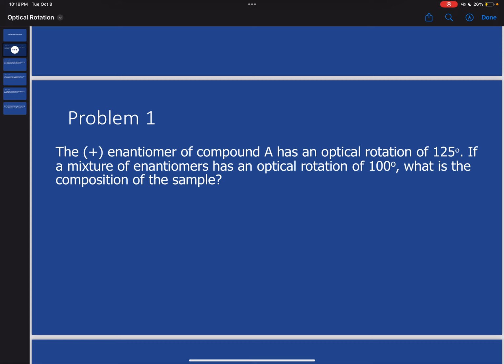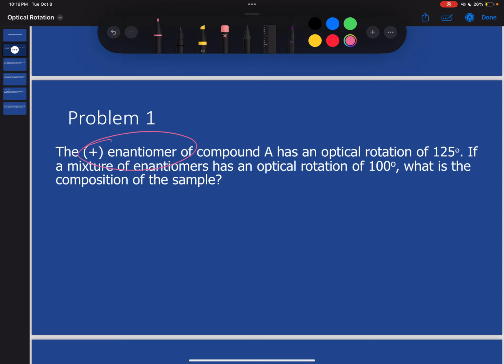So for this first problem, we're told that we have the positive enantiomer. Now, recall with that, we cannot determine if this is the R or S enantiomer. Plus and minus has nothing to do with the three-dimensionality or the orientation in space of these stereoisomers. It only tells you if it rotates the plane of light clockwise or counterclockwise. So I just wanted to remind you guys about that.